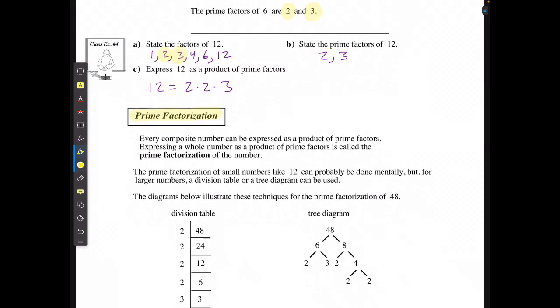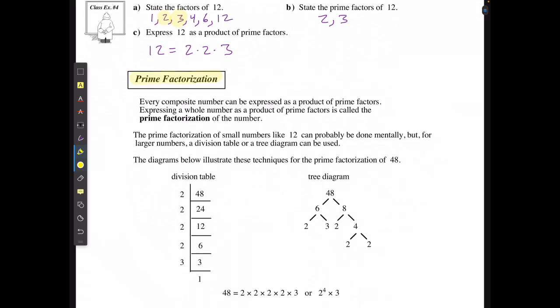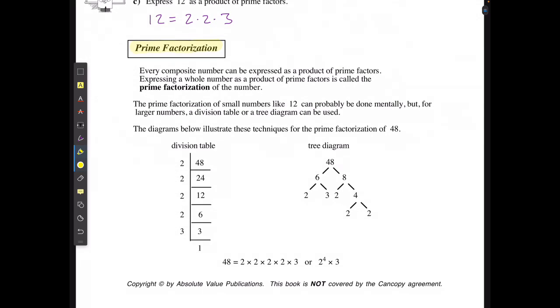So if I'm trying to find the prime factorization, there's a couple of different methods we can use. We could use a division table where I'm just vertically listing the numbers, dividing out the smallest prime number until I can't do it anymore, and then dividing by the next prime number until I get 1. I can do a factoring tree where I'm going to take the number and split it up like branches on a tree until my base level only has prime numbers.